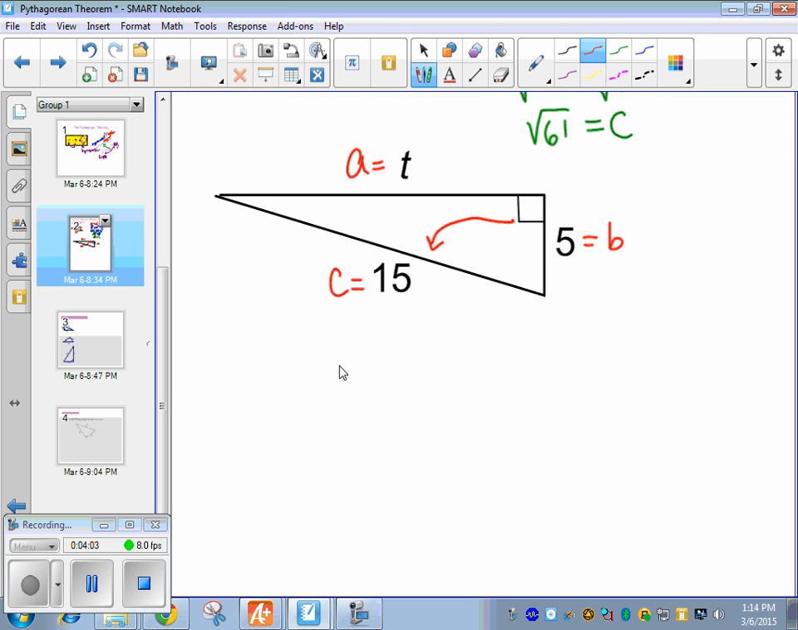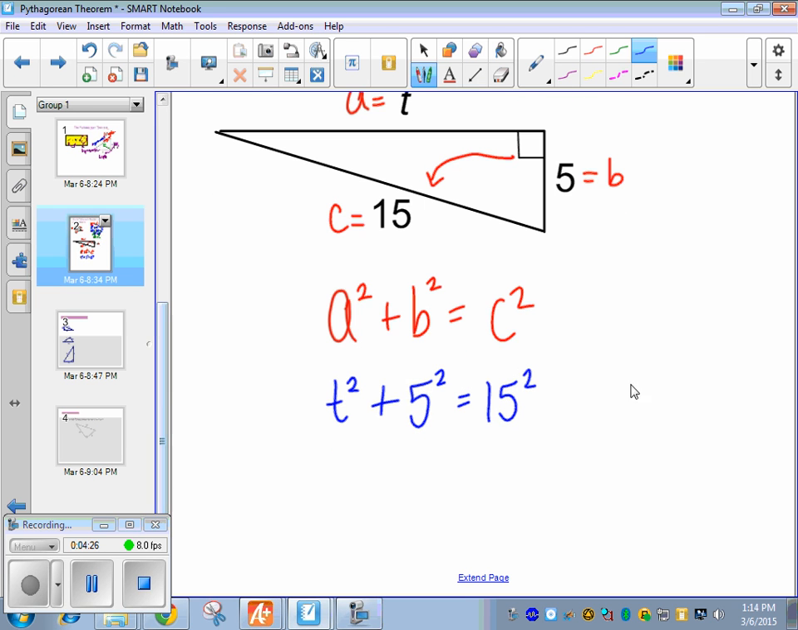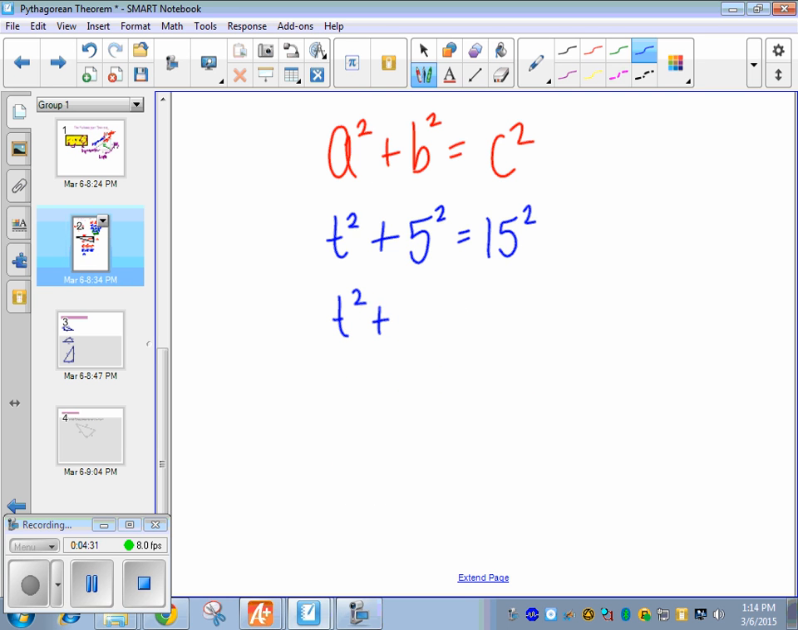All right. Do we do square? Yeah, so A squared plus B squared equals C squared. Write the formula down every time, all right? Because you want to memorize that formula. We're going to plug in T for A, so T squared. We're going to plug in 5 for B. And we're going to plug 15 in for C. So I have T squared, and now 5 squared is 25, and 15 squared, anybody remember that one? 20. Nice, it's 225.